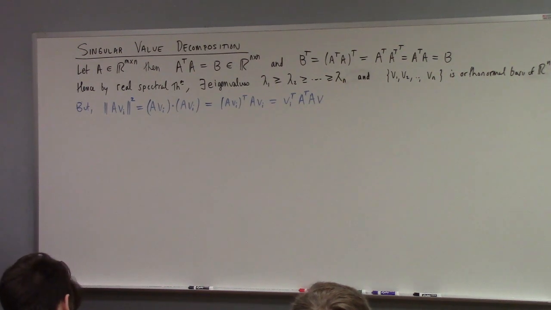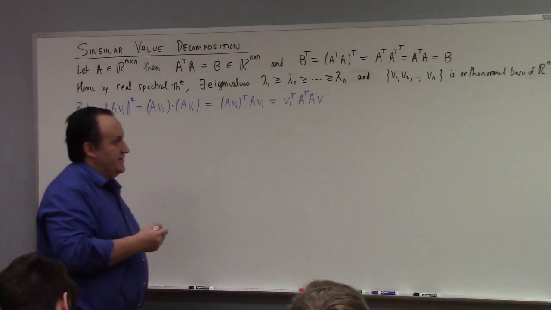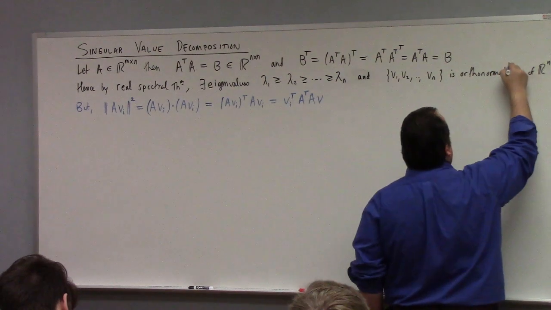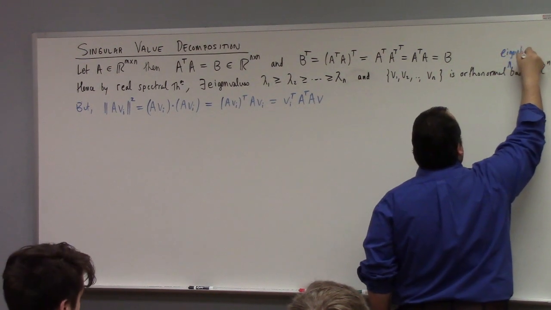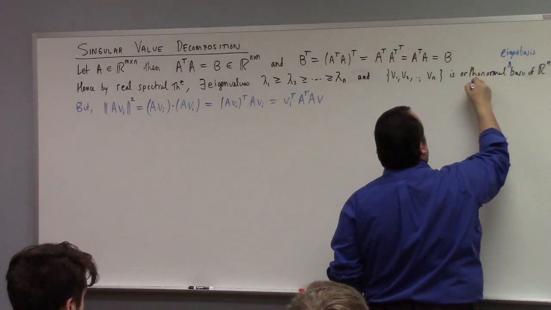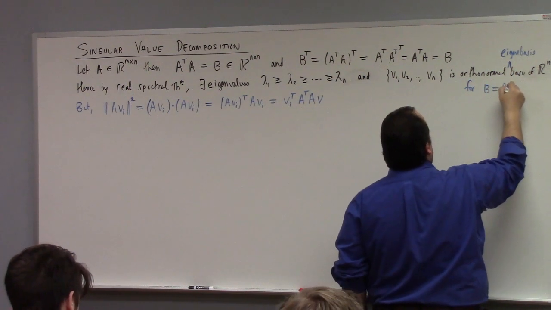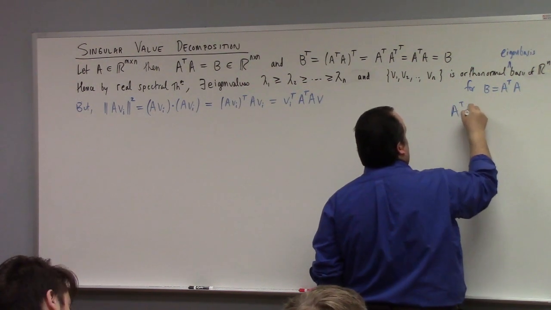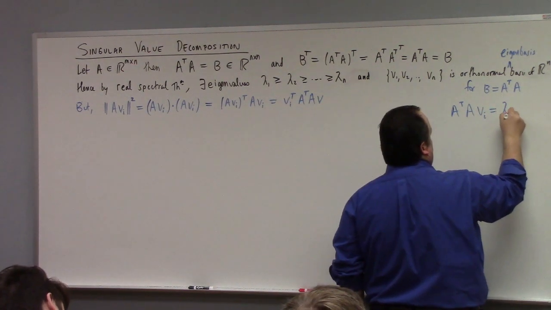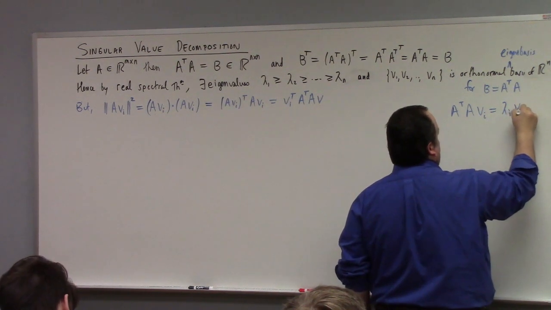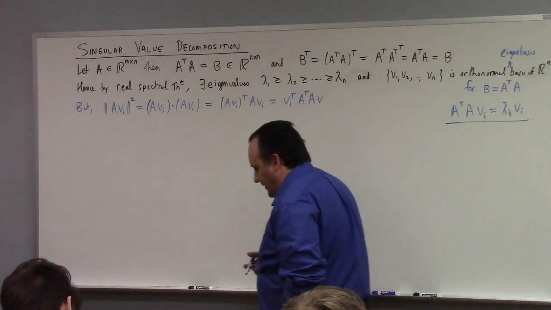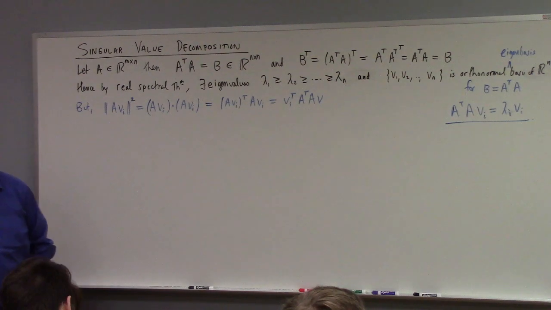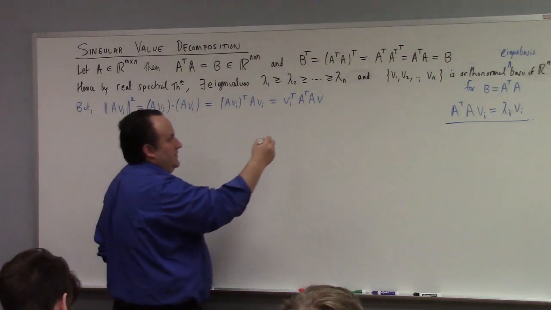And then what? Now, I should emphasize here, it's an orthonormal eigenbasis, and it's an eigenbasis for B, which is A transpose A. So what we have is that A transpose A times vi is equal to lambda i vi. That's the assumption of the spectral theorem here, that the symmetric matrix is orthonormally diagonalizable, and as such, we can simplify this.